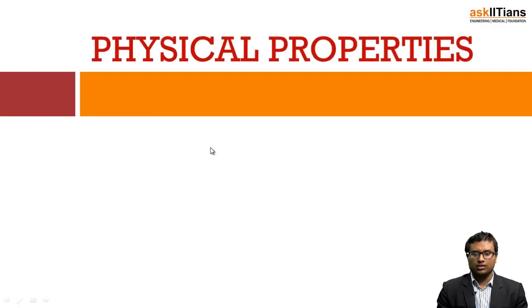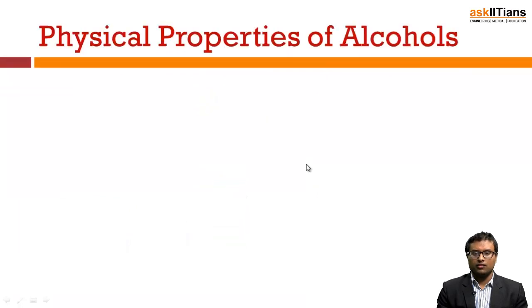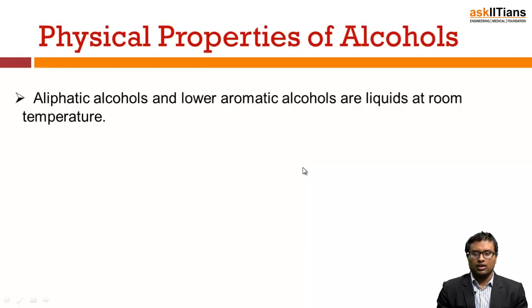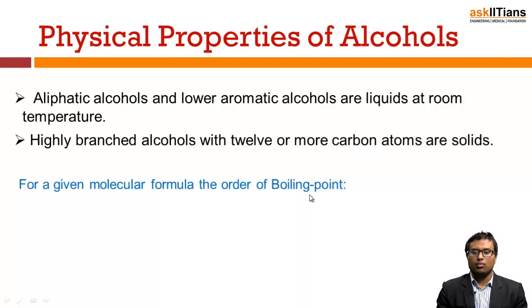Physical properties. We'll be discussing the physical properties of alcohols, phenols and ethers. First of all, physical properties of alcohols. Aliphatic and lower aromatic alcohols are liquids at room temperature. Highly branched alcohols with 12 or more carbon atoms are solids. For a given molecular formula, the order of boiling point is: 1 degree alcohol has a higher boiling point than 2 degree alcohol, which has a higher boiling point than 3 degree alcohol.